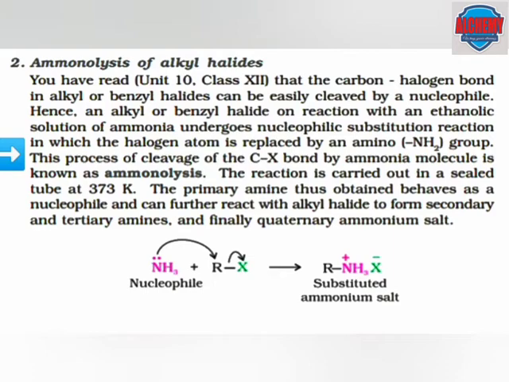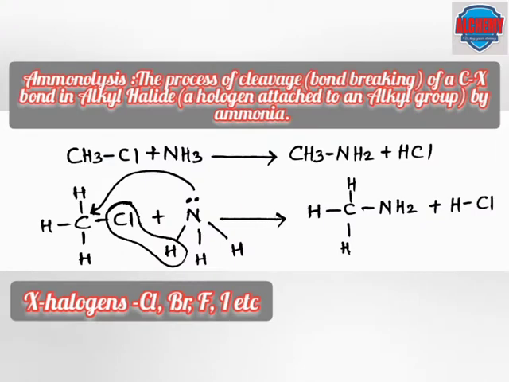The simplified version of ammonolysis is given here. The process of cleavage, that means bond breaking, of a carbon halogen bond in an alkyl halide by ammonia is called ammonolysis. Alkyl halide means a halogen attached to an alkyl group. Example is CH3Cl, where chlorine is the halogen and CH3 is the alkyl part. An example is given here. CH3Cl combines with ammonia to form CH3NH2 and HCl.